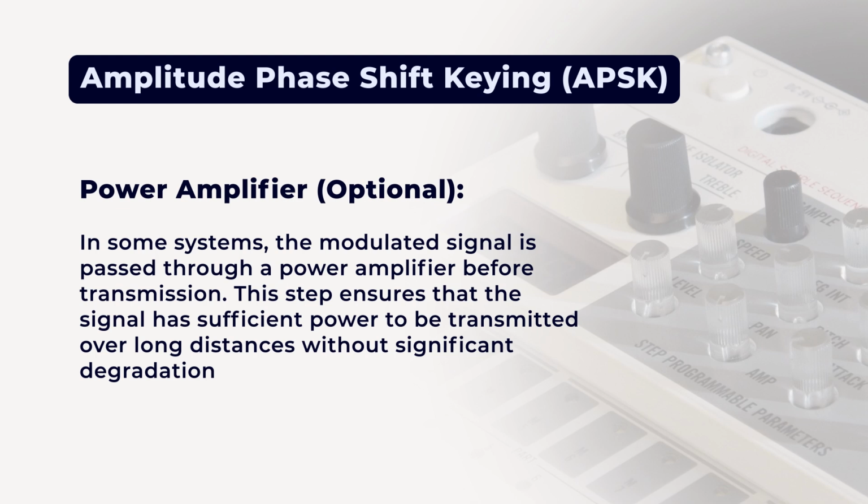In some systems, the modulated signal is passed through a power amplifier before transmission. This step ensures that the signal has sufficient power to be transmitted over long distances without significant degradation.